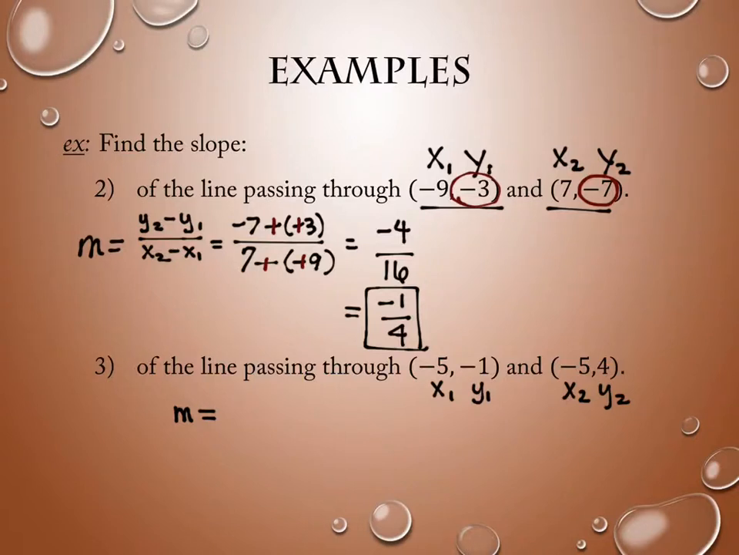All right, so I need y2, what is y2? 4 minus y1, which is what? -1 over x2, which is -5 minus x1, which is -5 as well, right? Yeah. So what do we get on top? 5, and on bottom? 0. What is 5 divided by 0? Nope. Nope. Undefined. It is undefined.